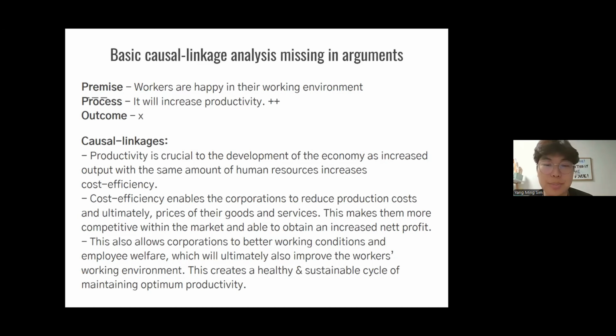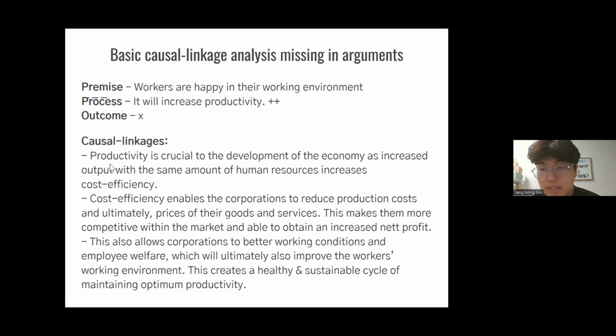But this also allows corporations to improve working conditions and employee welfare, which will ultimately also improve the working environment. This creates a healthy and sustainable cycle of maintaining optimum productivity. What this means is that if a company knows that their workers being productive means they're able to earn more profit, they also want to make sure that the working conditions of their workers are better, which improves the workers' working environment as well, which benefits the workers at the end of the day. So if a worker produces more and is more efficient, they are also rewarded with better working standards and better working environments by the company. So basically, this is how we prove why productivity is a good thing and why productivity is something that we should prioritize.